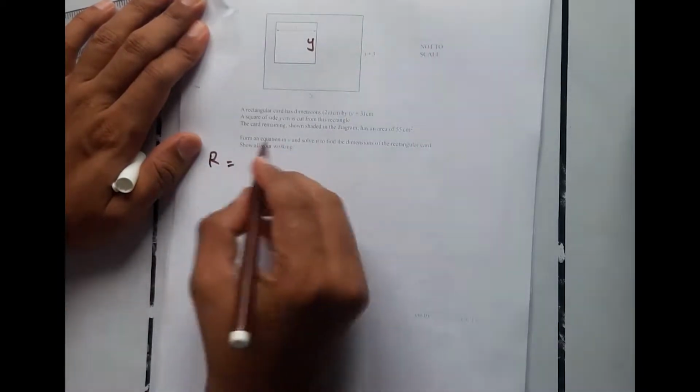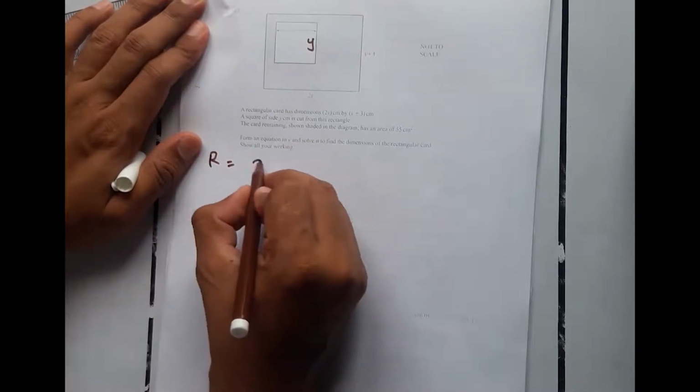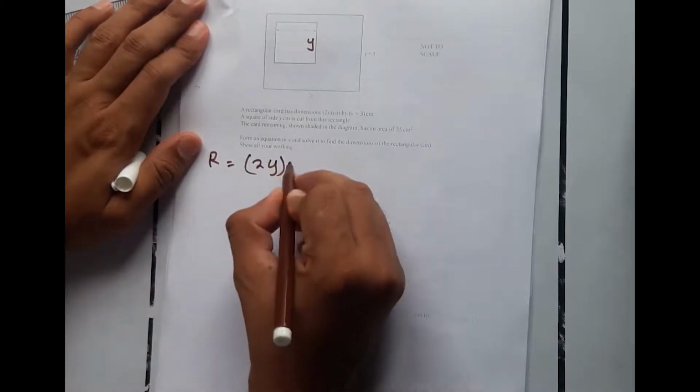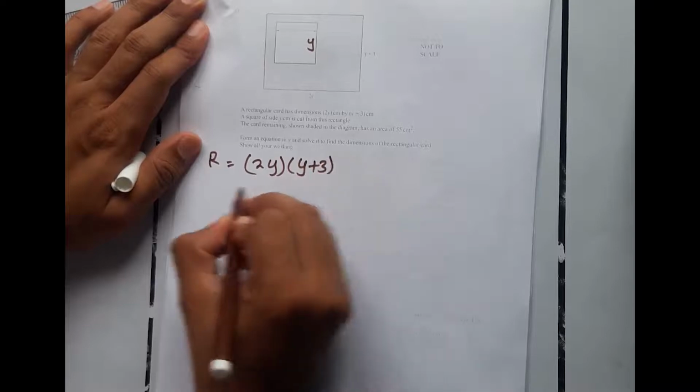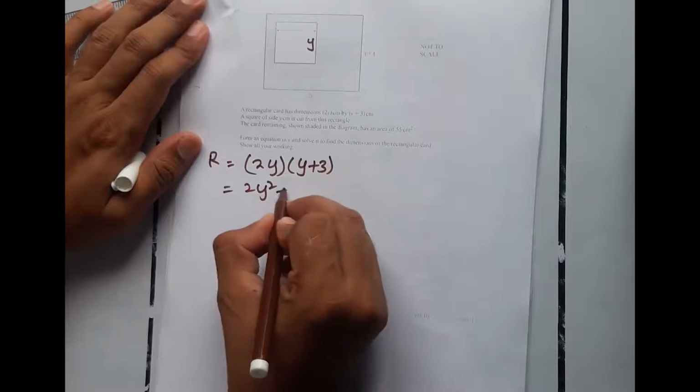So I am representing rectangle as R because I have a shortage of time. So 2y into y plus 3. So 2y into y is 2y square. So 2y into 3 is 6y. So this is area of rectangle.